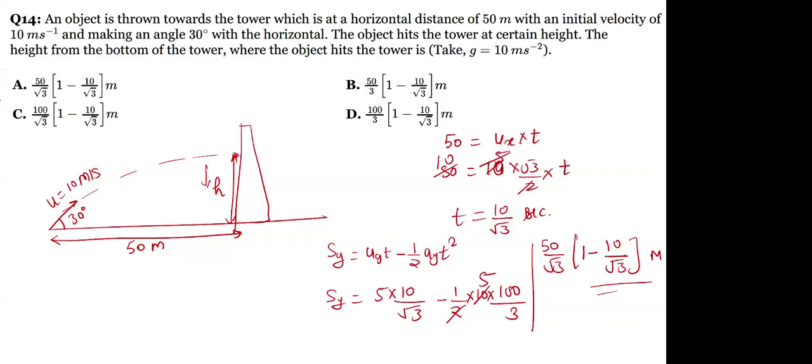So option A is the correct one. This is the vertical height that is being hit with the stone, when we have thrown it.